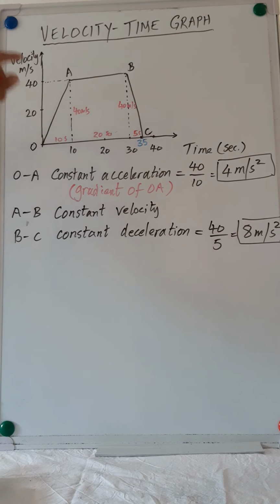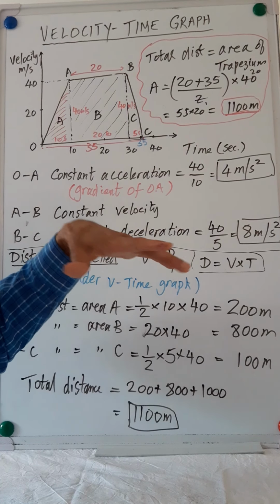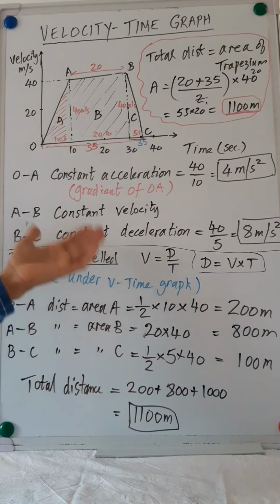Now this gives you the same answer as if we find the distance separately. Sometimes, if they ask you to find the total distance, it's easier to just find the area of the trapezium and you get the total distance straight away. Sometimes they ask you what's the distance traveled while it's accelerating or while it's going at a constant speed. Then you can do it separately, like this.